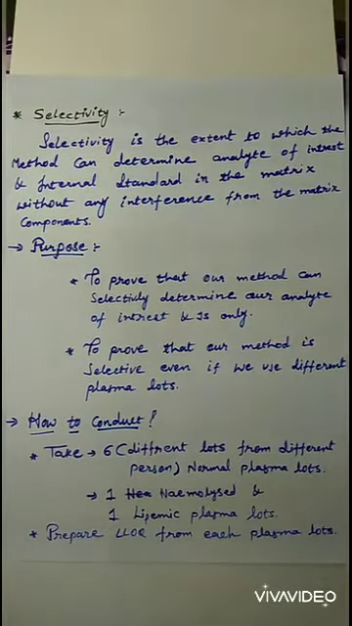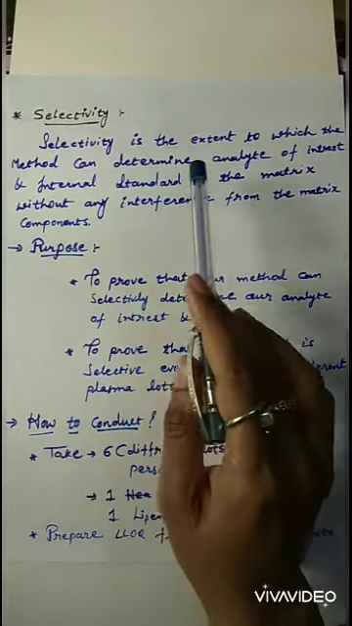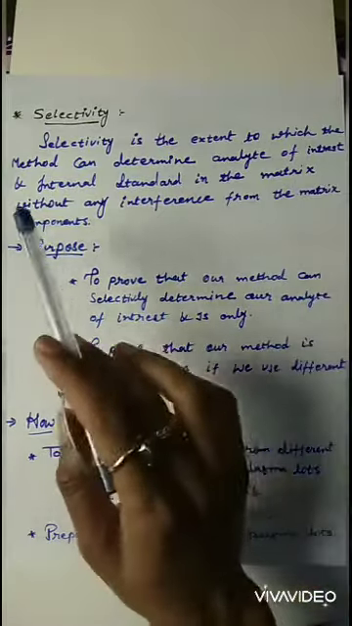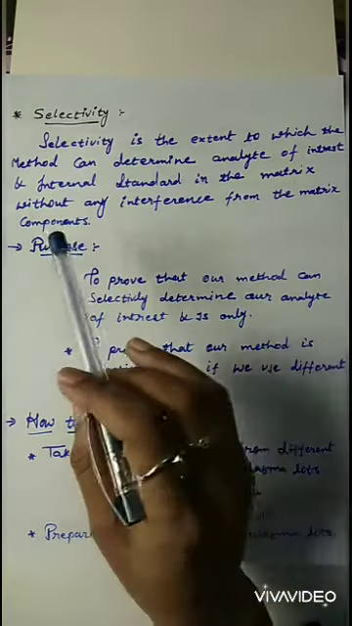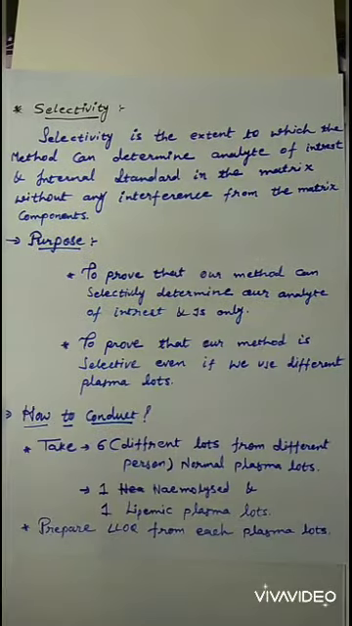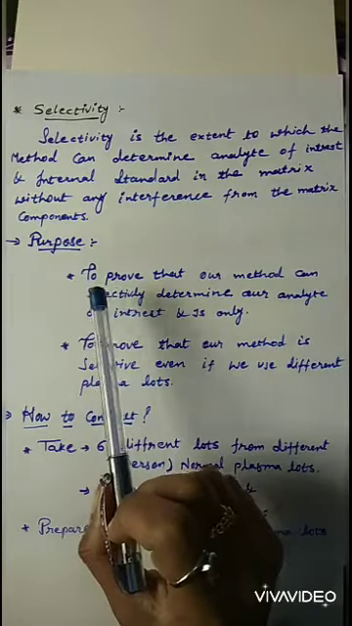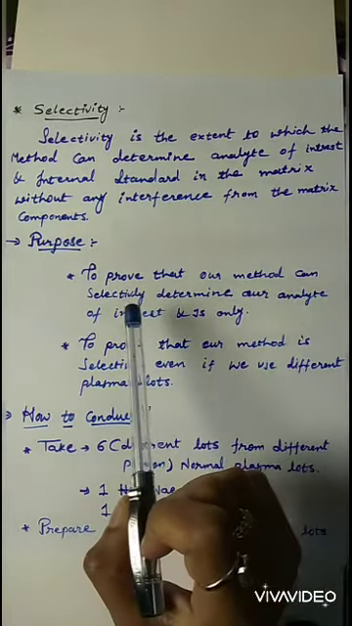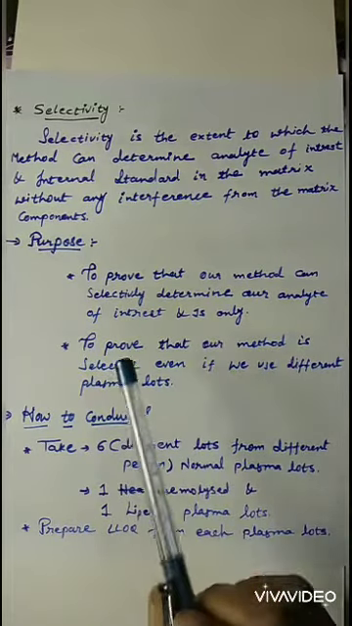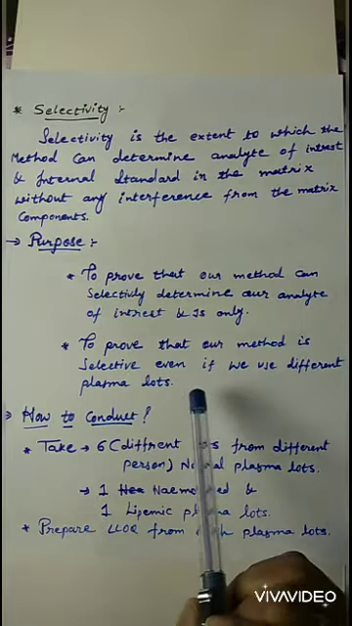Now we learn about selectivity. What is selectivity? Selectivity is the extent to which the method can determine an analyte of interest and internal standard in the matrix without any interference from the matrix component. What is the purpose of selectivity? First, to prove that our method can selectively determine our analyte of interest and IS only. Second, to prove that our method is selective even if we use different plasma lots.